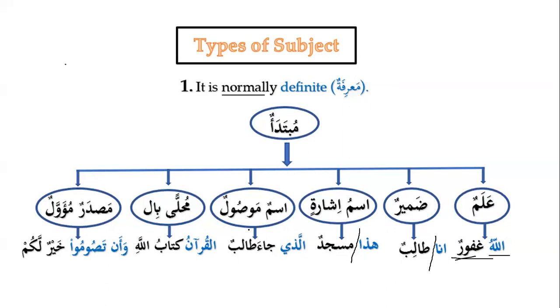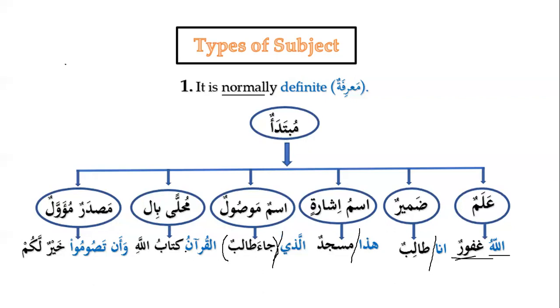And then we have ismun mawsulun, relative pronoun, alladhi, alladhina, allati, all of them. So it can be mubtada as well, alladhi, and the one ja'a talibun, the one who came is a student. So alladhi is the subject, and ja'a talibun is the predicate. Ja'a, basically it's a verbal sentence, and we know that a verbal sentence can also be a predicate.